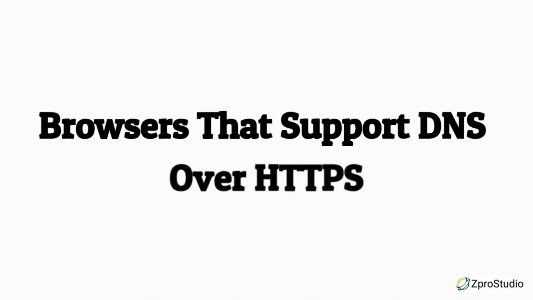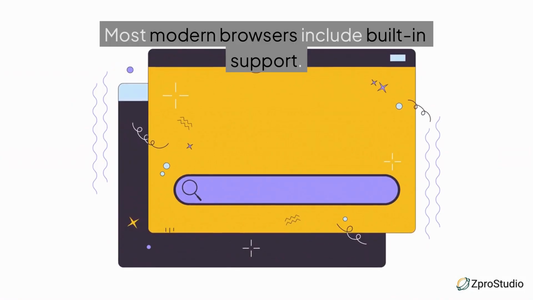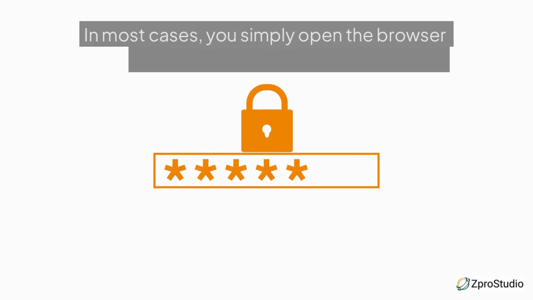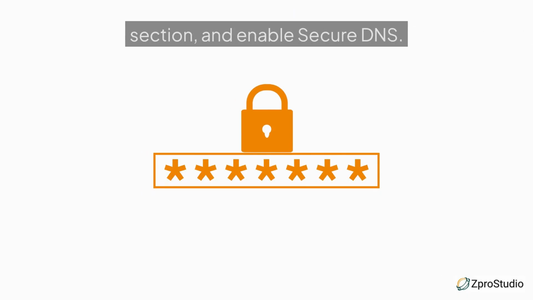Browsers that support DNS over HTTPS. Most modern browsers include built-in support. These include Google Chrome, Mozilla Firefox, Microsoft Edge, Brave, and Opera. In most cases, you simply open the browser settings, go to the privacy or security section, and enable Secure DNS.